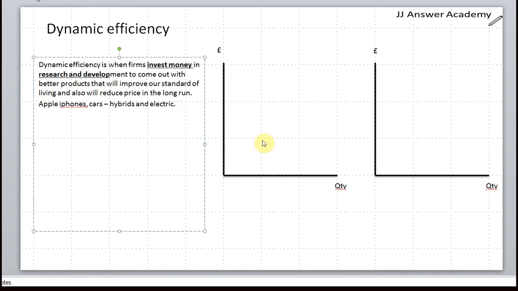Where is this money going to come from? The money is going to come from supernormal profits. So that is why we say supernormal profits. If firms are earning supernormal profits, it's not that bad.